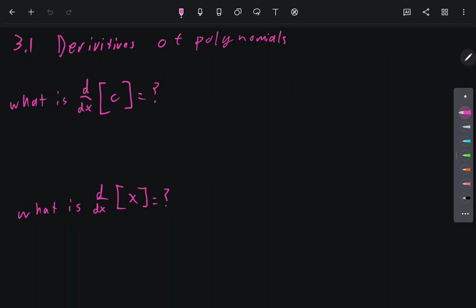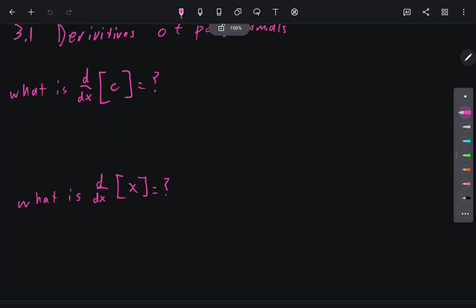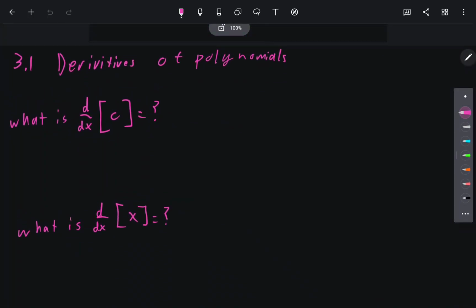Sorry about this kind of late upload, but we're finally on to topic 3.1, derivatives and polynomials. So first, I wanted to start by asking, or even proving, what is the derivative of a constant c? Well, the answer to that question is always 0, and let me show you why.